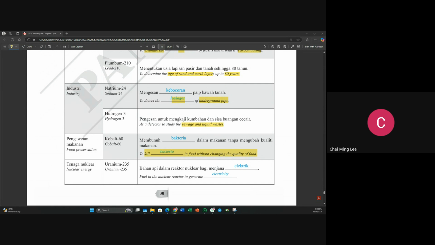Okay, so why are they like this? They need cobalt-60 to kill the bacteria, because you see the strawberry has a lot of dots, right? It's easy for bacteria and parasites to hide inside. So you cannot use fire to burn them, correct? So that's why they have to use this kind of way. Normally for fruits. Okay, and then there is nuclear energy, which uses uranium-235. This is the fuel in a nuclear reactor to generate electricity. So far, it is the most efficient energy source in the world.